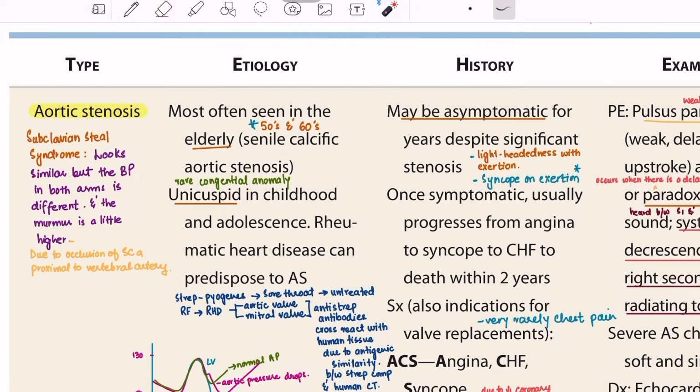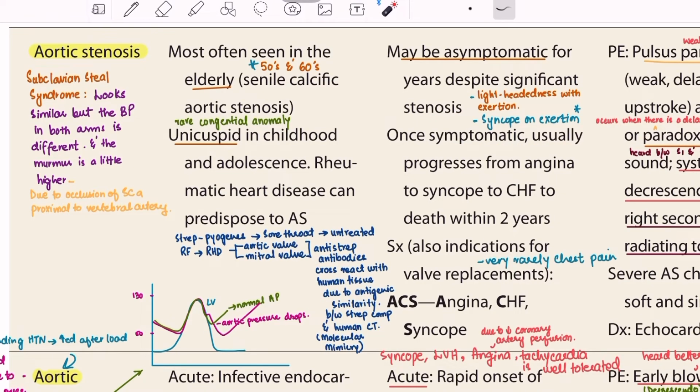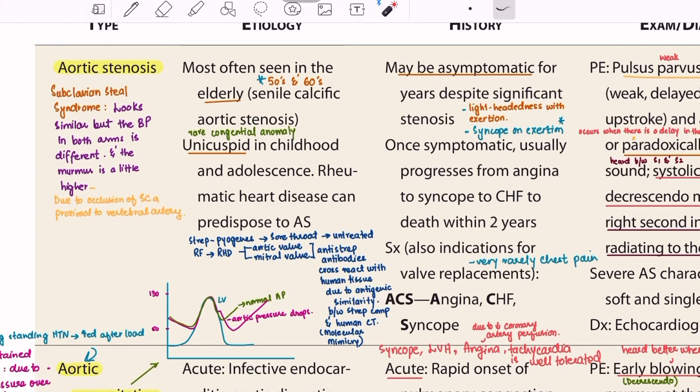Cause number three is rheumatic heart disease, and the pathophysiology behind the rheumatic heart disease affecting the aortic valves is that Streptococcus pyogenes, which is a kind of bacteria that causes sore throat, if left untreated, will lead to rheumatic fever, and the rheumatic fever in turn will lead to rheumatic heart disease, which basically means that your body will form antibodies against the Streptococcus pyogenes, and those are going to be called anti-Streptococcus antibodies. The anti-Streptococcus antibodies can cross-react with your tissue.